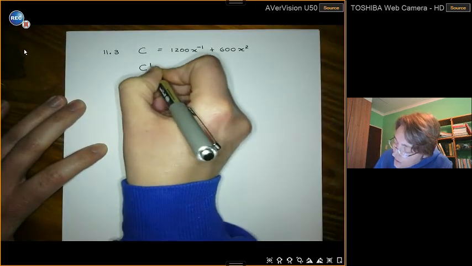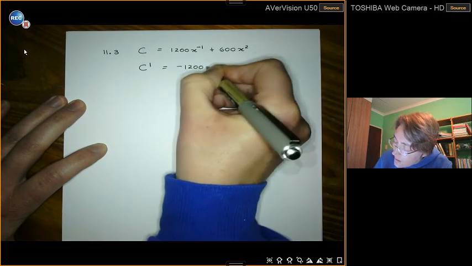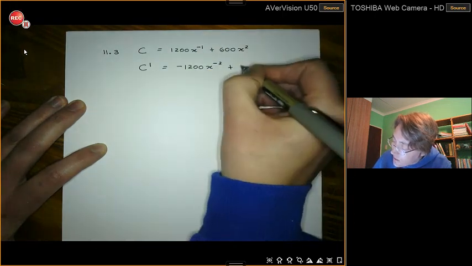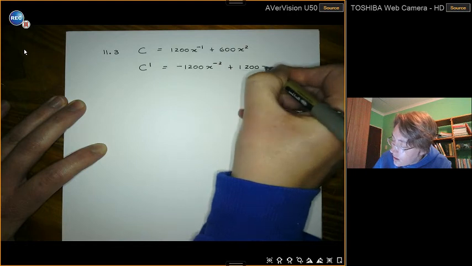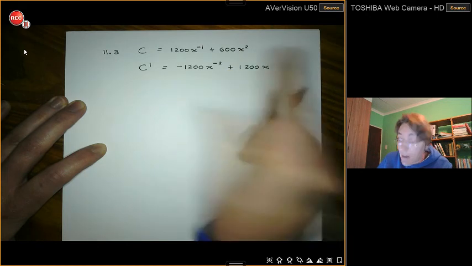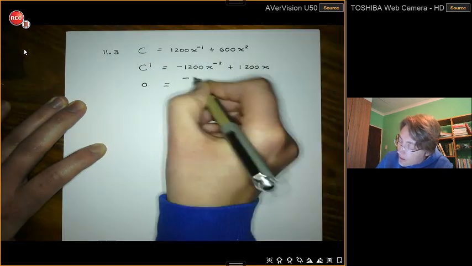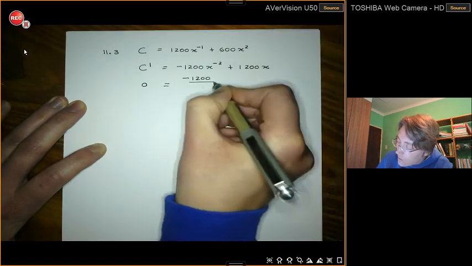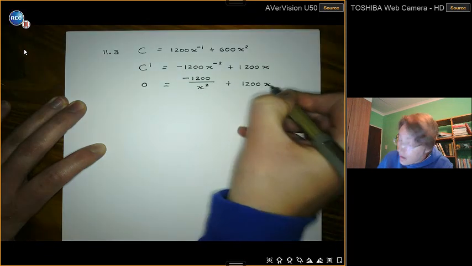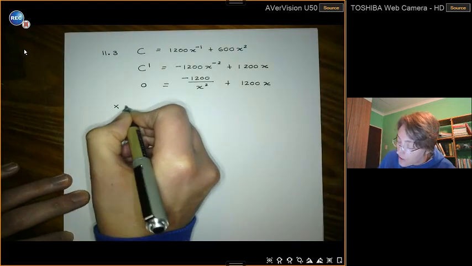So I can say the first derivative of c: minus 1 times 1,200 is minus 1,200x to the power of minus 1, so it's minus 2, plus then 2 times 600 is 1,200, and then x. So that's going to be my first derivative. But then remember, to find a minimum or a maximum, I set that first derivative equal to 0. And I'm going to fix this up again and say it's minus 1,200 over x squared plus 1,200x. Now to solve that, because it's an equation with a fraction, we have to multiply by the LCM of the denominator, which is x squared.